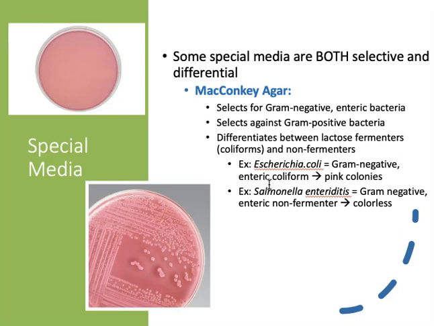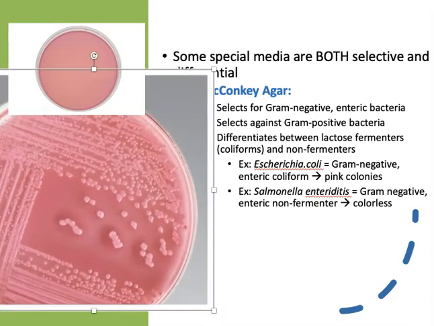E. coli is able to ferment lactose, and when it does, it produces an acidic metabolite that reduces the pH of the medium. The indicator dye in the medium doesn't change the medium color, but rather causes the colonies to change color to pink. If you look at the image over here on the lower portion of the slide, you can see some of these pink colonies growing on the MacConkey agar.